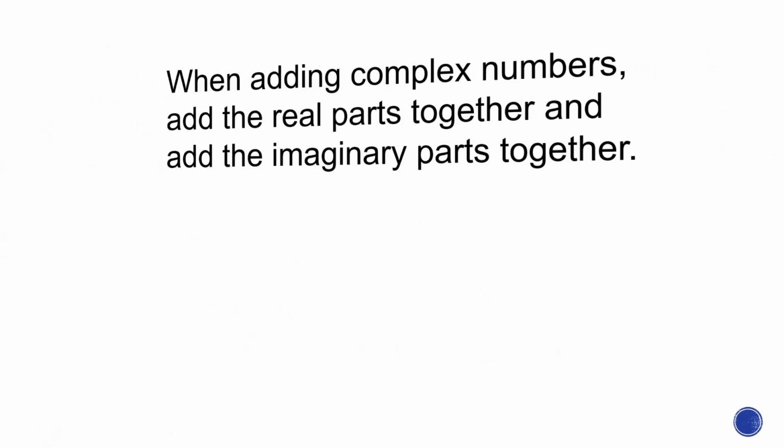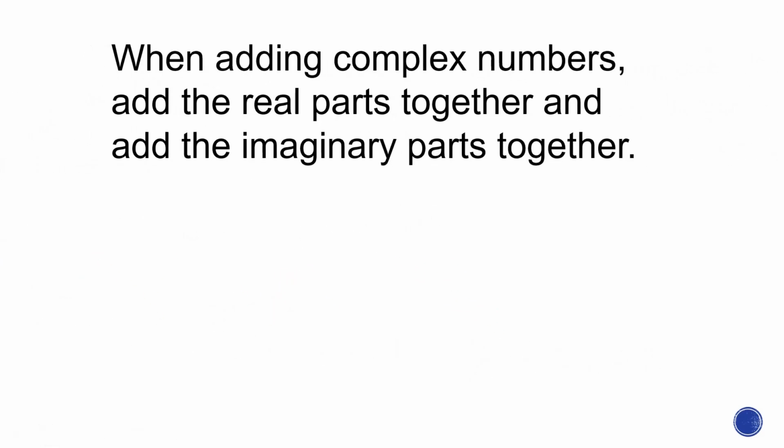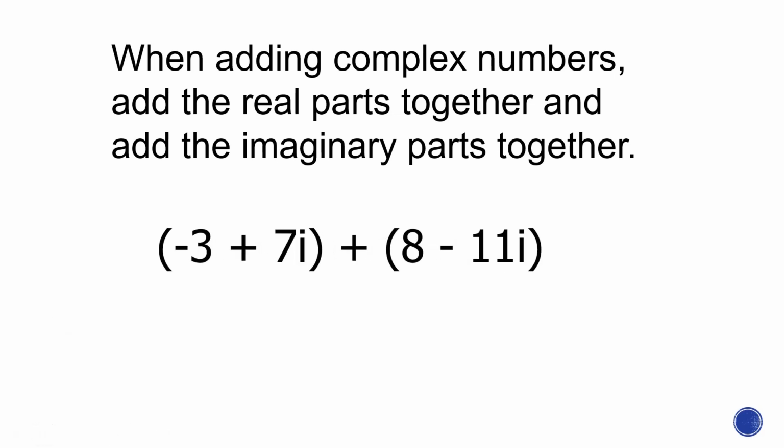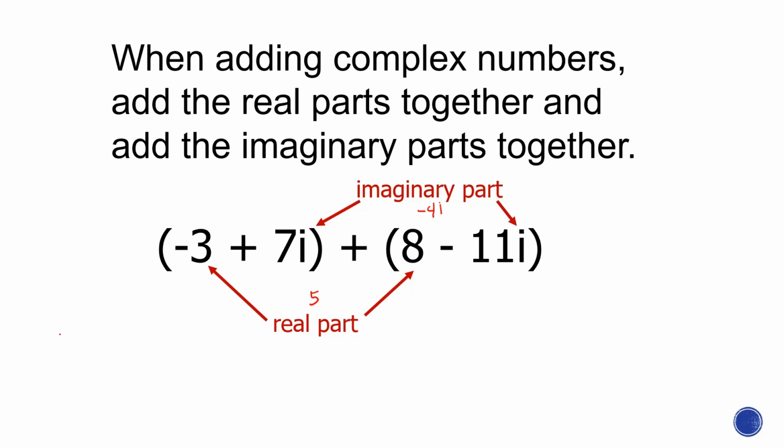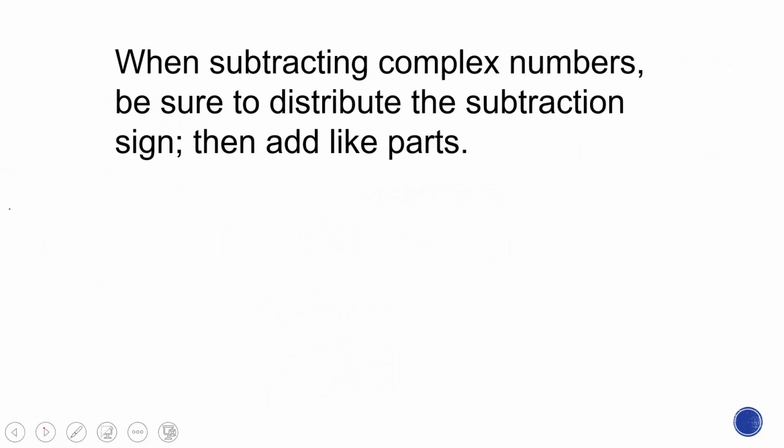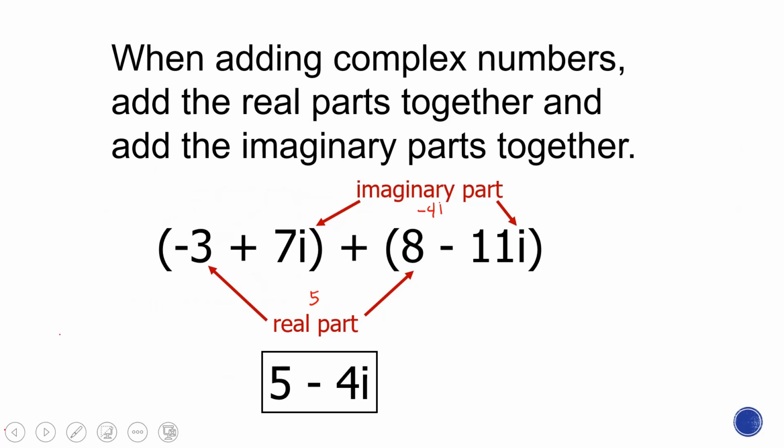Okay, now let's go to adding complex numbers. When we add complex numbers, we just add the real parts and add the imaginary parts together. So we are treating i here as a variable. Let's say we have negative 5 plus 7i, that's the first complex number, and then plus 8 minus 11i. So we add the real parts, negative 3 plus 8, I think that's positive 5, right? And then 7i plus negative 11i is negative 4i. So the result is, oh sorry, 5 minus 4i. Okay, so that is adding complex numbers.